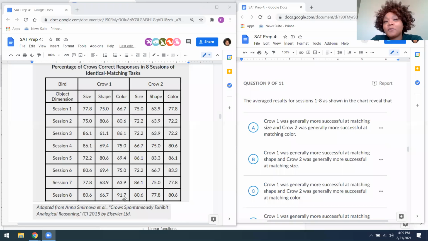So as I said, getting comfortable with looking at the graph, because when you first look at it without orienting yourself with it, it looks kind of confusing. It has all these different organized tabs, the bird, object dimension, crow 1, crow 2, size, shape, color, but you have to look at it and realize that, ooh, I have something in my eye. Sorry. What it's doing is breaking down, it's saying that you have 2 crows.